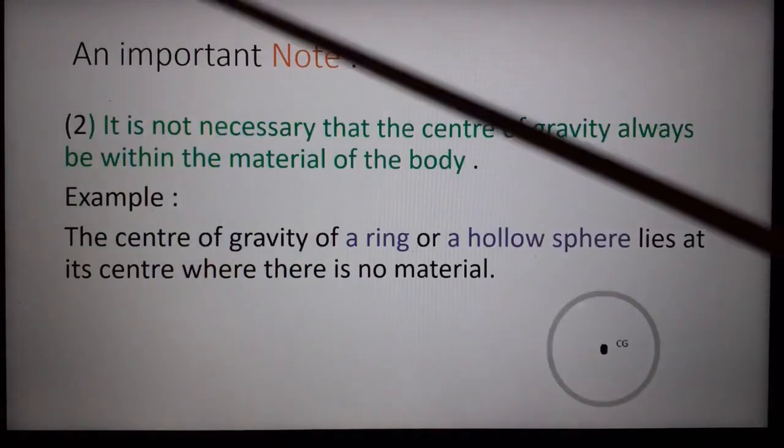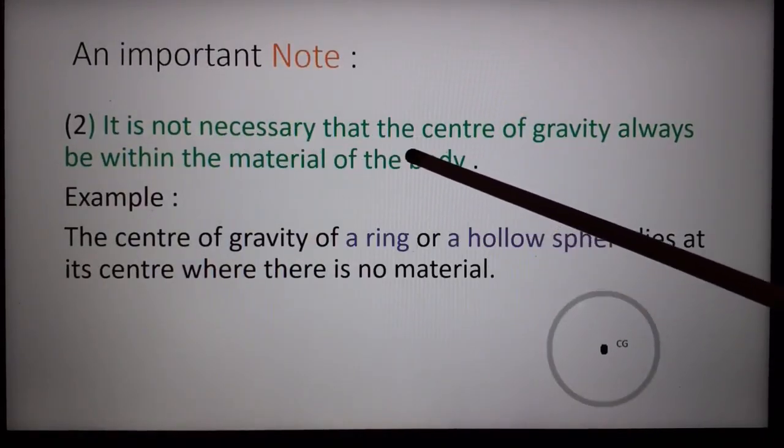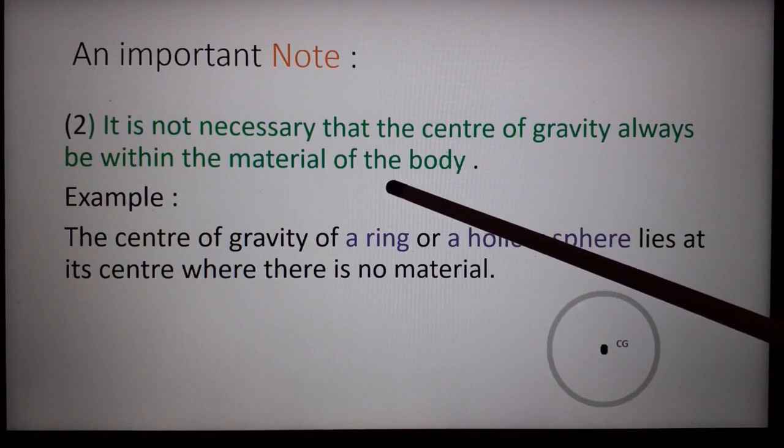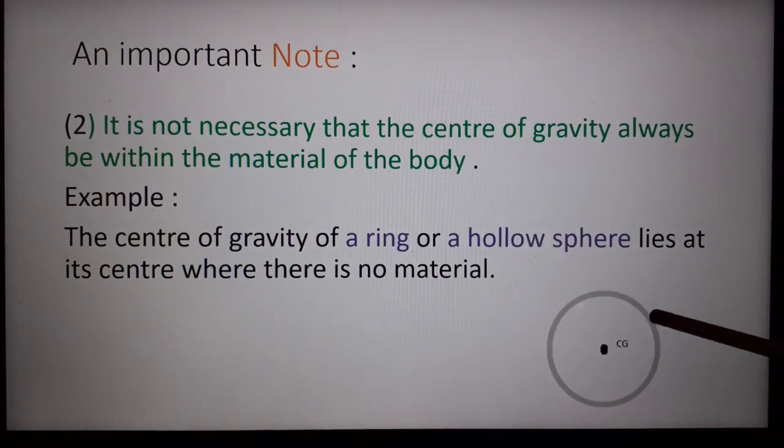Second note is, it is not necessary that center of gravity always be within the material of the body. Not necessary. We have seen the example of a ring.